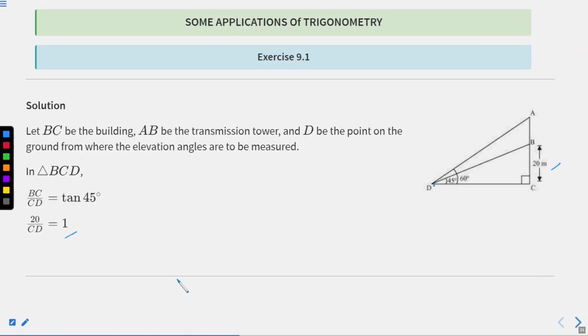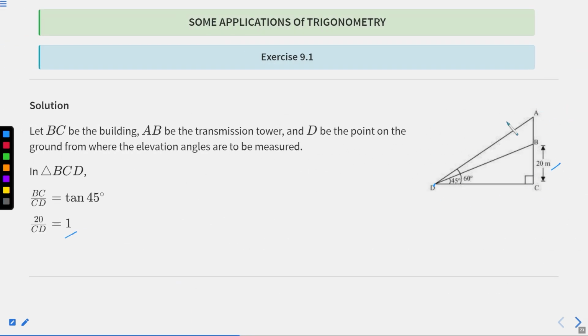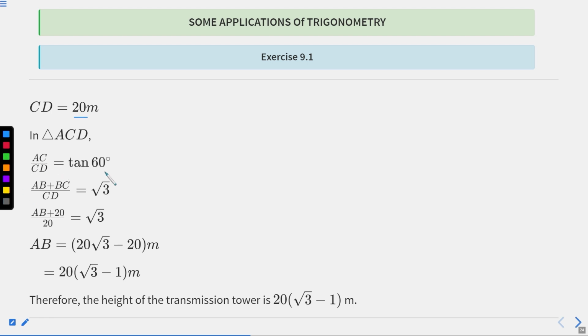And now from triangle ACD, AC by CD is equal to tan 60 degree, and it implies AB plus BC by CD is equal to √3. So AB plus 20 by 20 is equal to √3, and it implies AB is equal to 20√3 minus 20 meter, that is equal to 20 into √3 minus 1. Therefore the height of the transmission tower is 20 times √3 minus 1 meter.